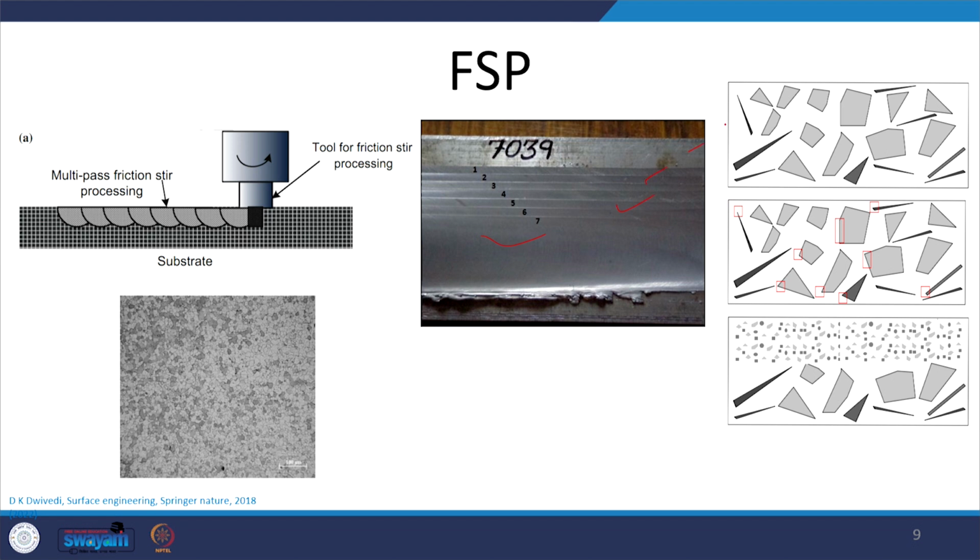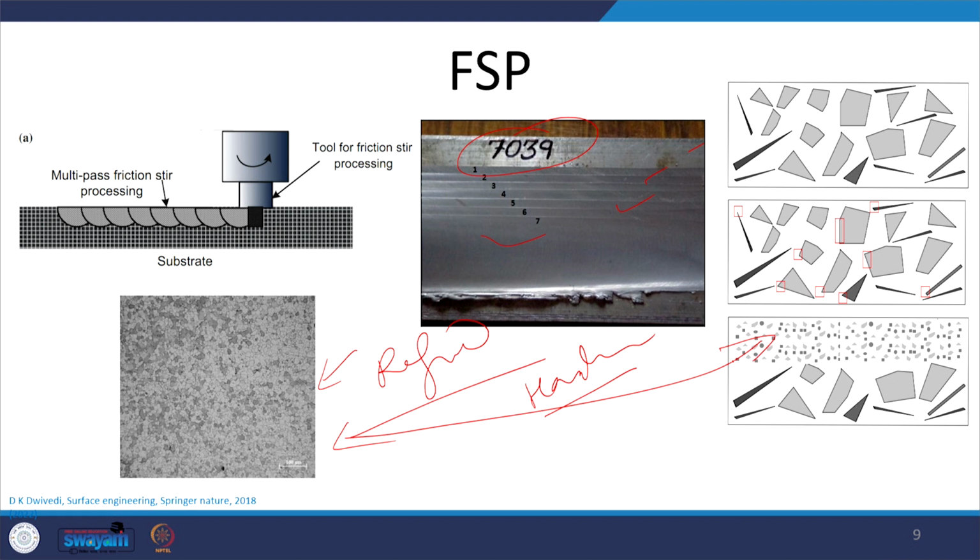That is what we can see here. This is showing, say, 7 passes to modify the surface properties of this plate, just for an example. And when the FSP is done, you can see the structure gets completely refined. Many times in case of work hardenable metals, it helps to increase the hardness as well. But in case of precipitation hardening metals, precipitates get lost and we may get reduced hardness as well. So, there is great similarity in these structures, the structure gets refined.